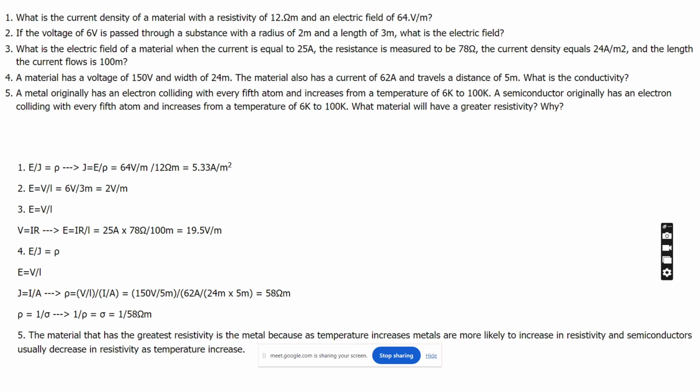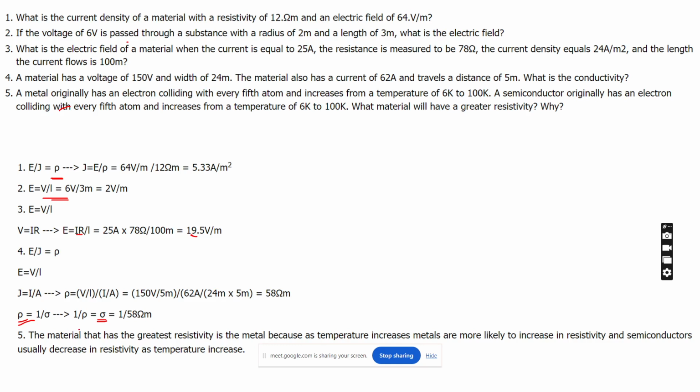The first question, the current density: that value will be E by J is equal to rho. Just solve the mathematical part yourself. In the second question, you have to find the electric field, so it will be V by I. In the third question, you have to find the electric field in terms of I R divided by that, you will get the voltage per, and you will get your answer. In the fourth question, you have to find the current density, and from there calculate the resistivity and the conductivity.